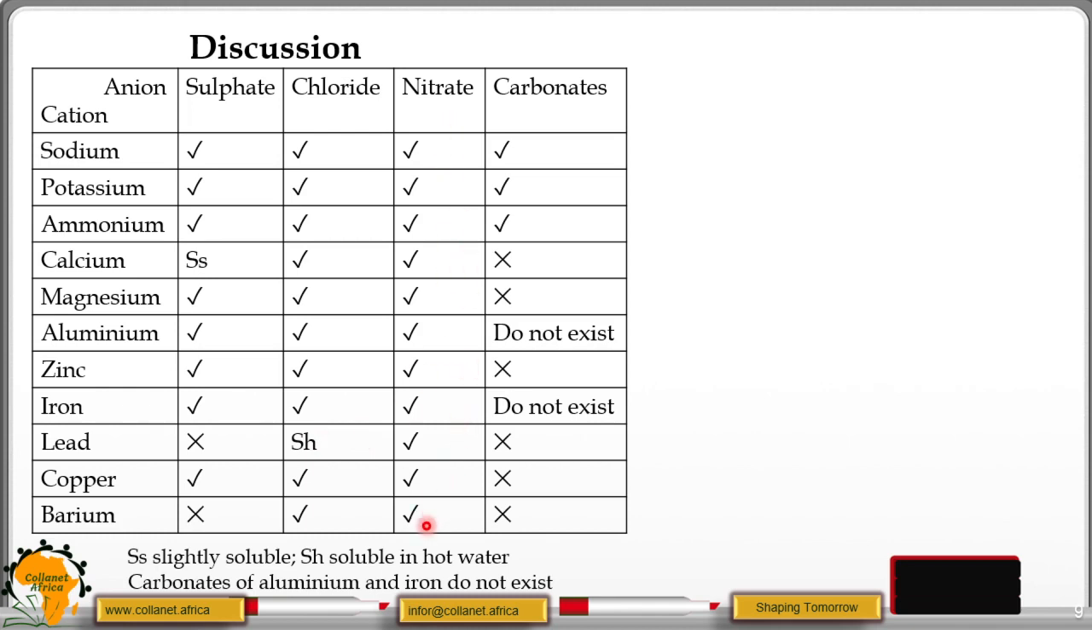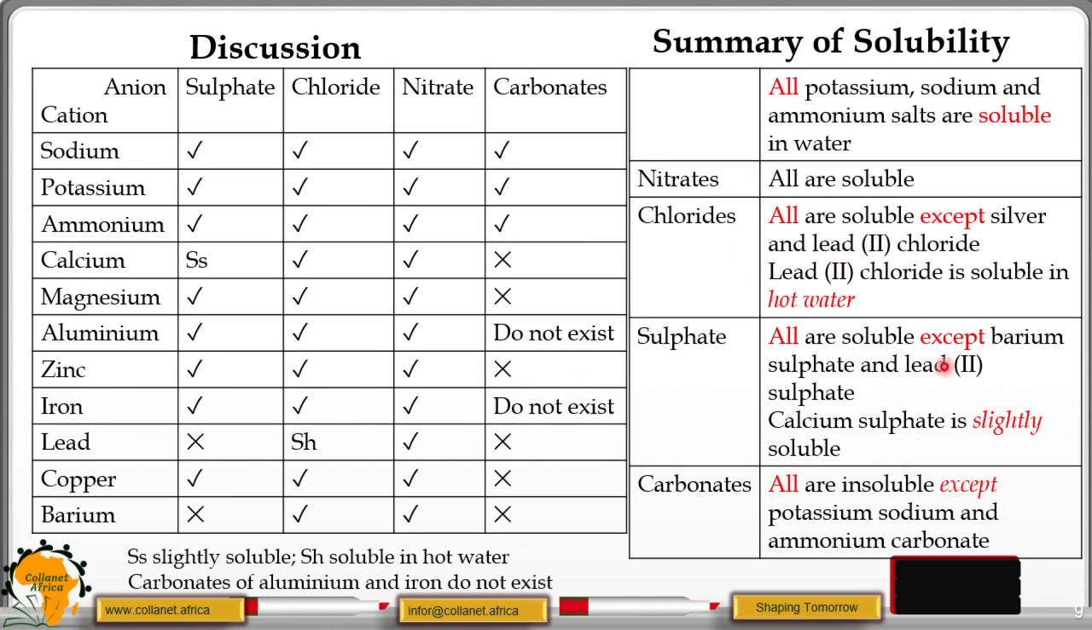Nitrates are all soluble. If you look at the carbonates, they are all insoluble except these 3: the sodium, potassium, and ammonium. All the other carbonates are insoluble. Aluminium carbonates do not exist. Iron carbonates do not exist. Then this summarizes the solubility: all potassium, sodium, and ammonium salts are soluble in water. You can see that in the table.